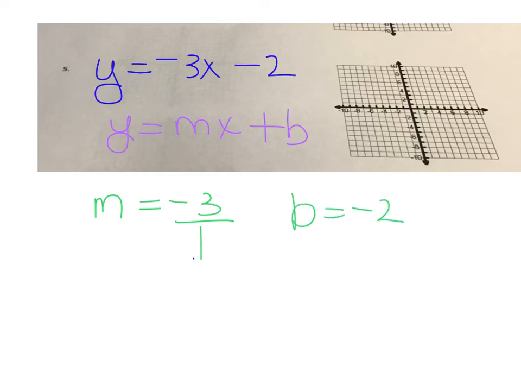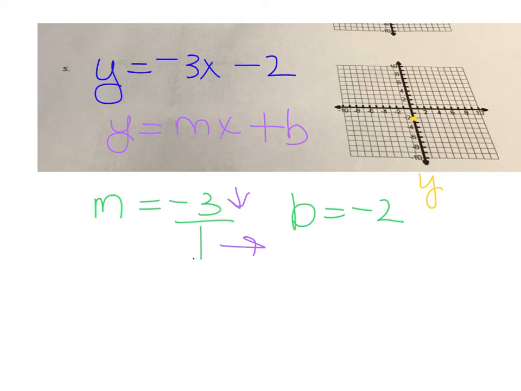Okay, so hopefully you started out correctly. So what do I do with this information? I graph the b first, so negative 2 is on the y-axis, so you should have started at the origin and gone down to negative 2 and put a point. And then your slope is negative 3 over 1, so that means the negative 3 is your rise, so go down 3, and the 1 says go right 1.